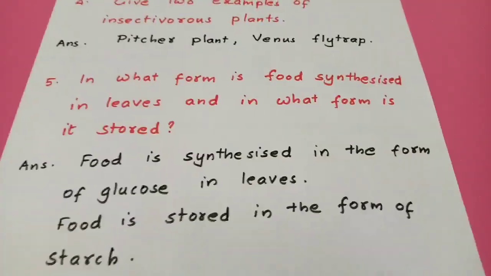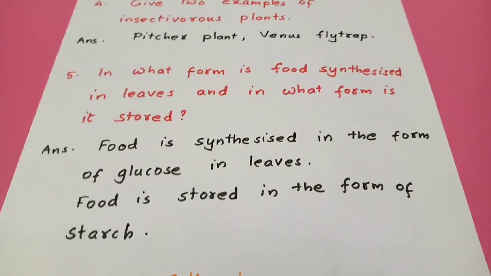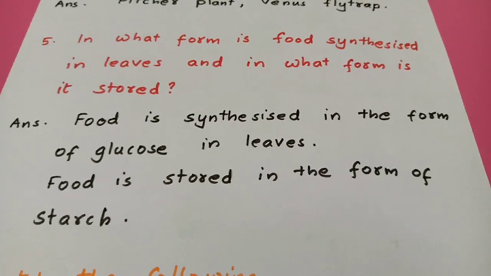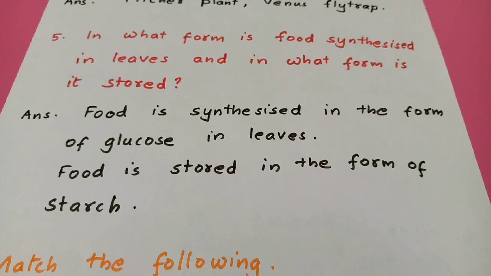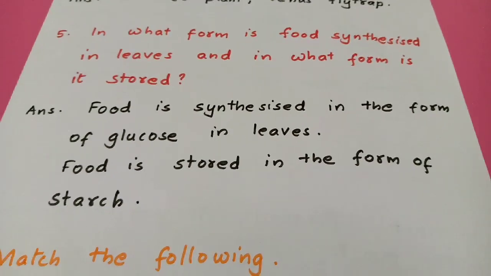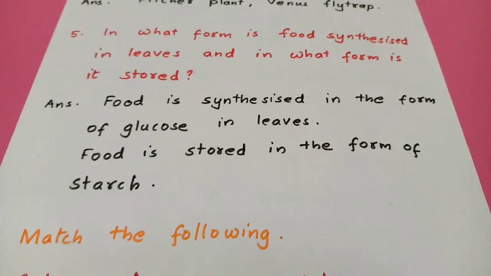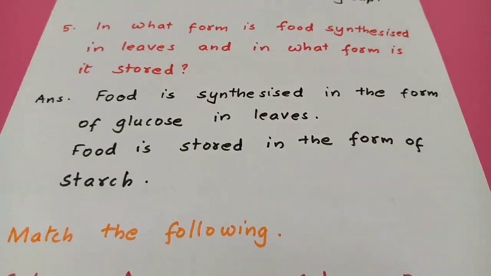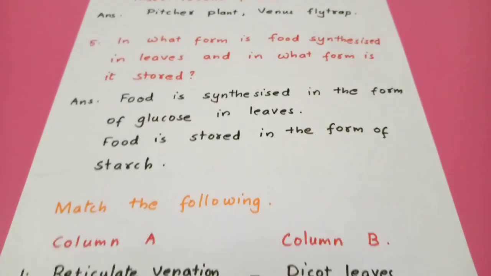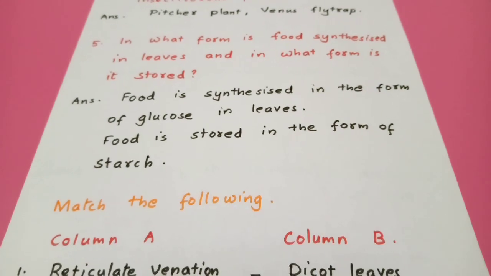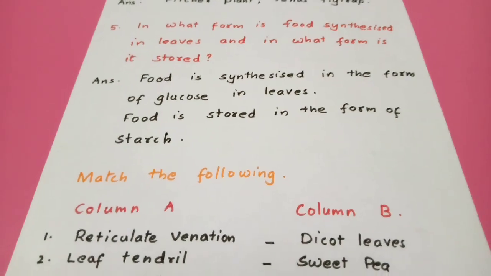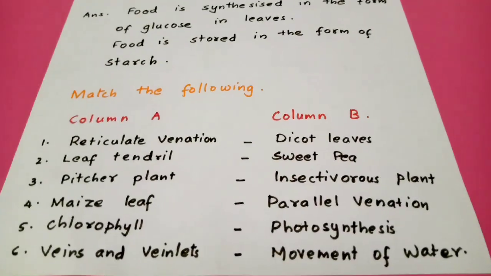Fifth question, in what form is food synthesized in leaves and in what form is it stored? Two questions are there here. So answer, food is synthesized in the form of glucose in leaves. Second part, food is stored in the form of starch. Now the next category is match the columns.